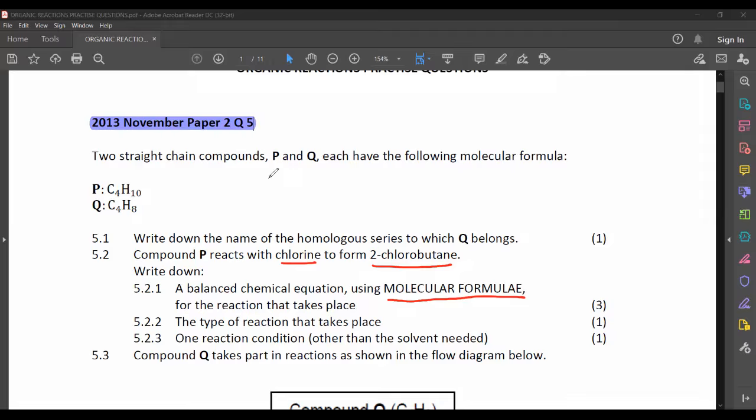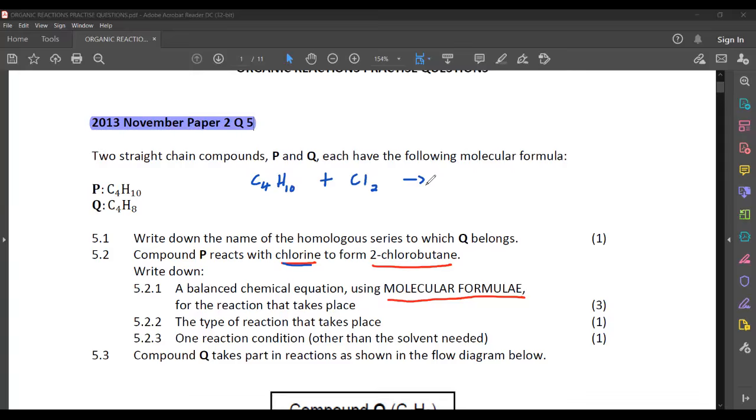Compound P is C4H10. I'm reacting it with chlorine. Chlorine is diatomic, Cl2. It's an alkane reacting with a halogen. The name of the reaction is substitution. It's not addition, it's substitution, because my alkane, C4H10, has single bonds. And this is the molecular formula.